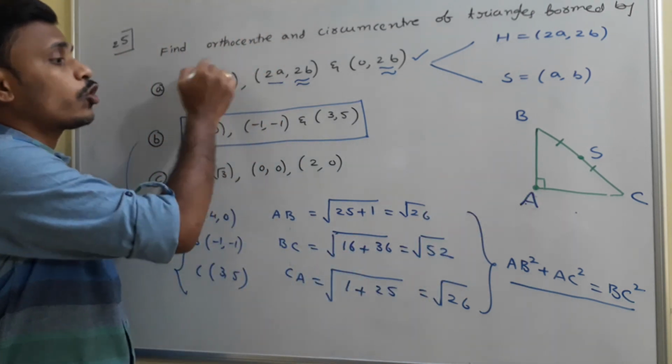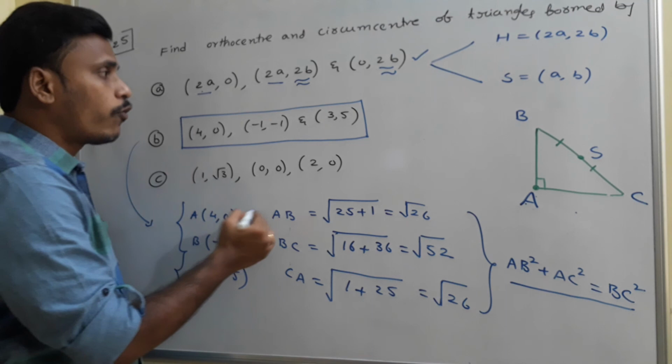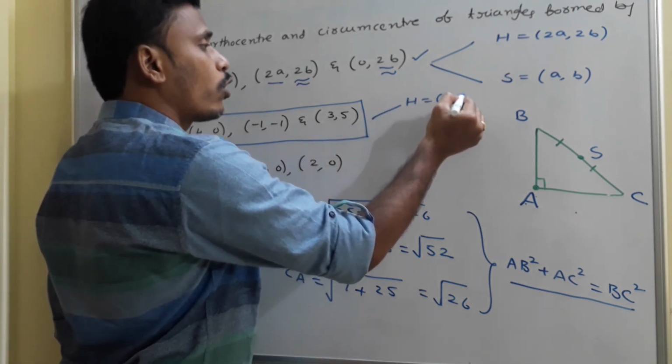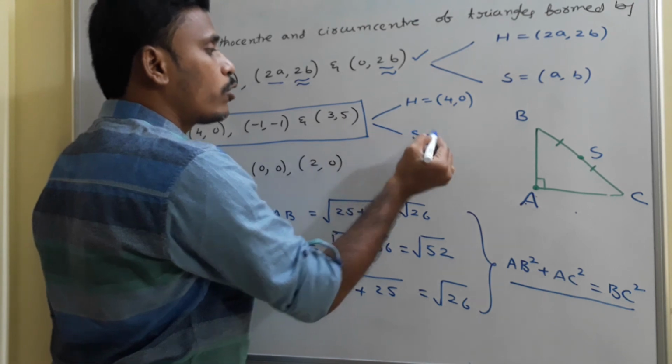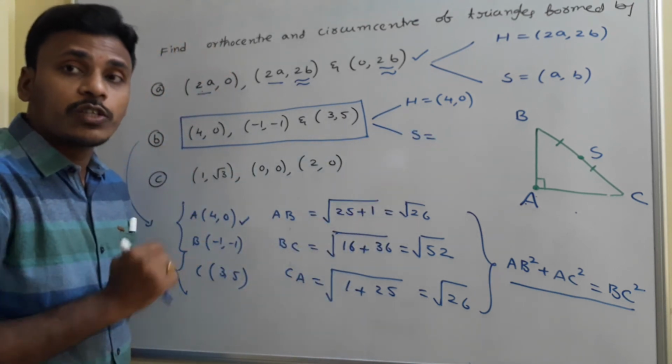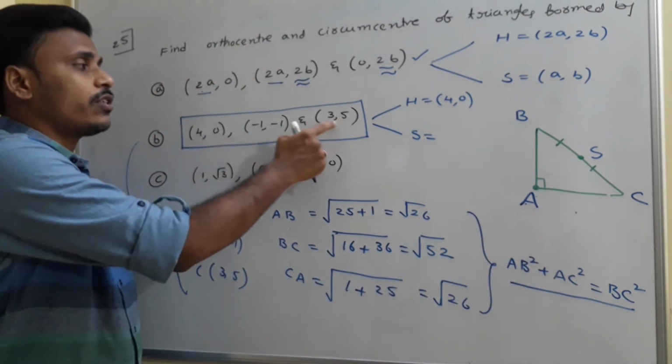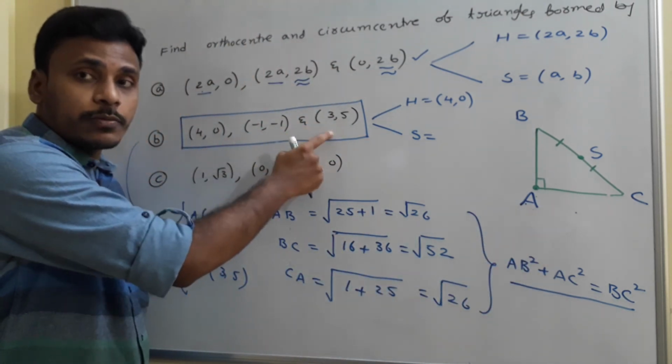So what is the orthocenter? The orthocenter is 4, 0. For this triangle, the orthocenter is directly 4, 0. Then what about the circumcenter? The circumcenter is the midpoint of the hypotenuse B and C. So for these two points, B and C, calculate the midpoint.